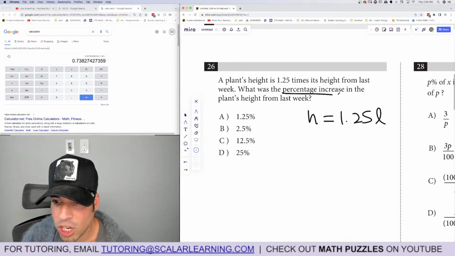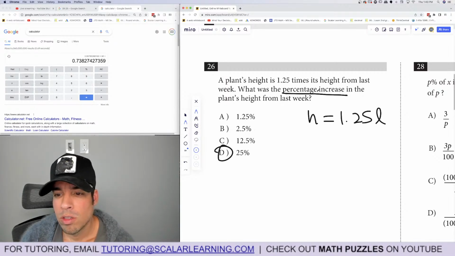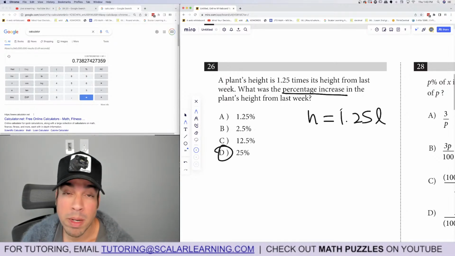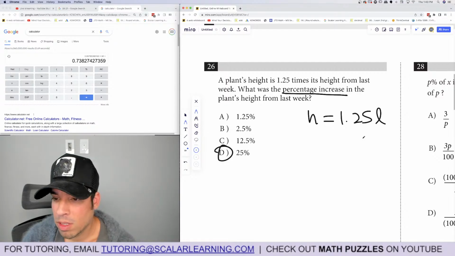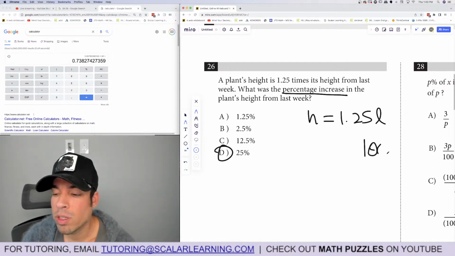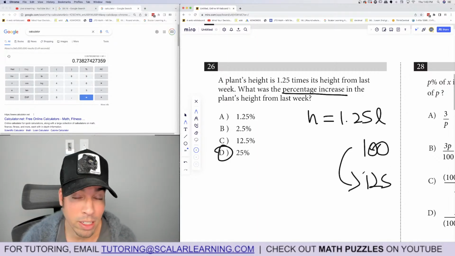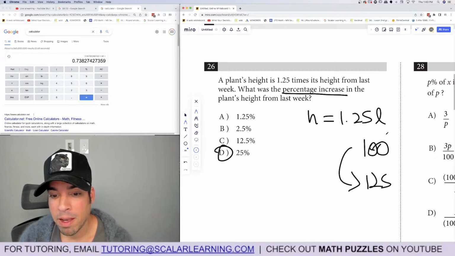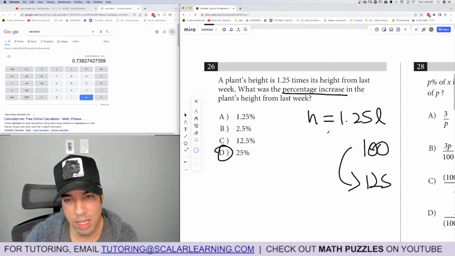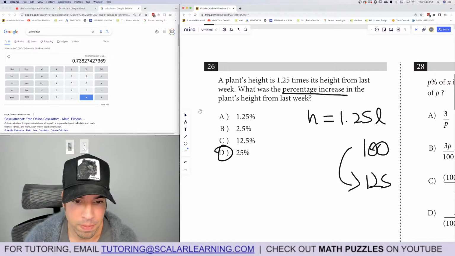Because it said the percentage increase. So if it's 1.25, you imagine it's like this. Let's say last week it was 100. This week it's 125. So what's the increase? It's 25. What's that as a percentage? It's 25%. It is 125% of the previous week, but that's not what it's asking. It's asking what's the increase.